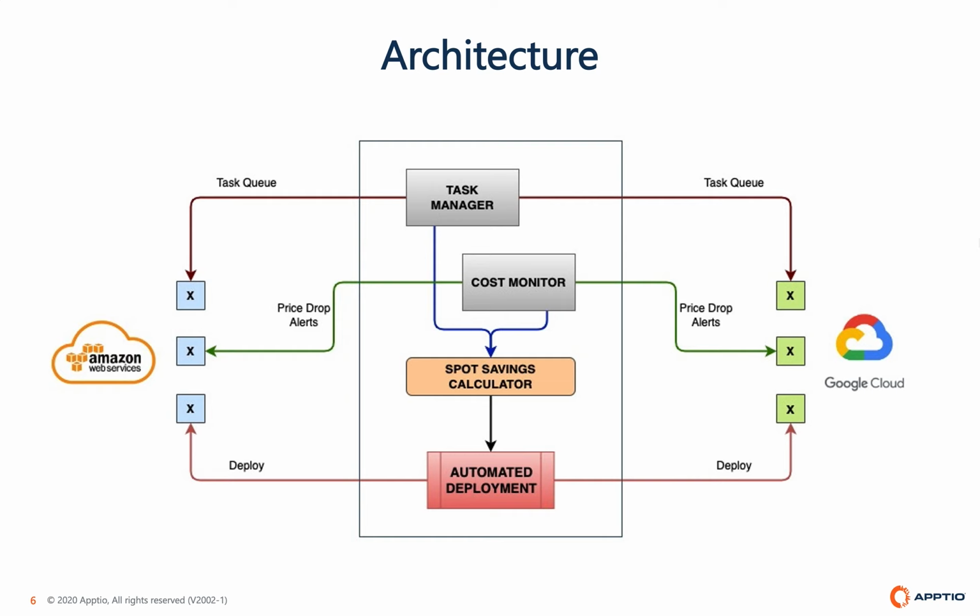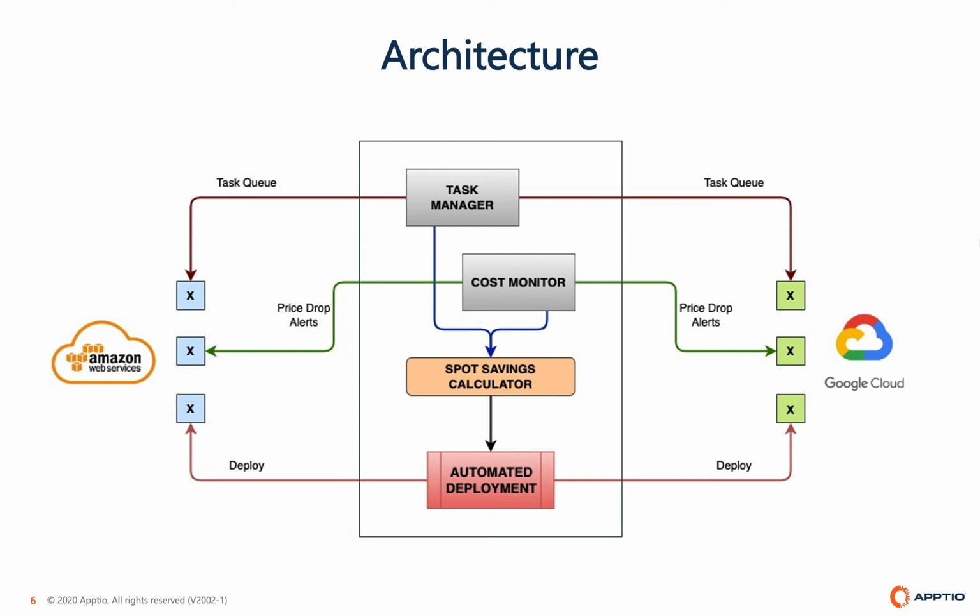Here is a high-level architecture of our solution. We have the task manager, which allows us to schedule tasks to be run at a desired time. It also manages and monitors the current tasks which are either running, pending, or have finished. The cost monitor continuously monitors the current price of spot instances in AWS and GCP across the various availability zones. At the core, we have the spot savings calculator service, which uses the cost monitor to find the spot instance which maximizes cost savings for the user.